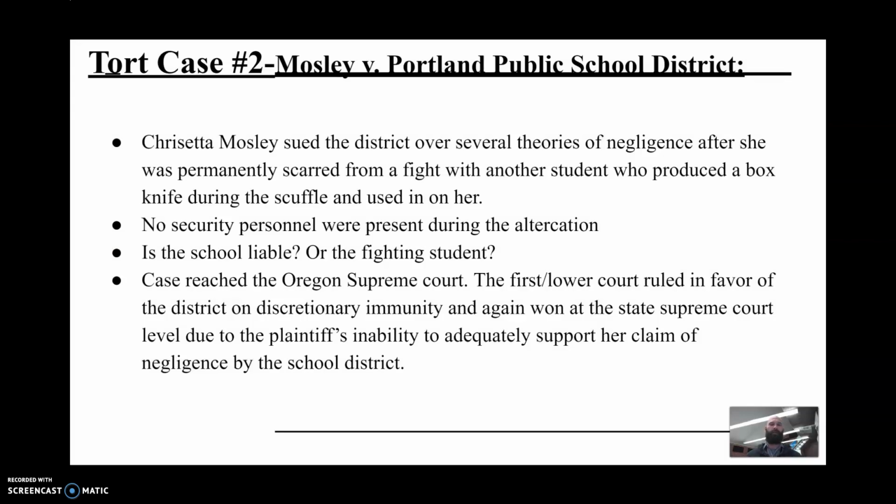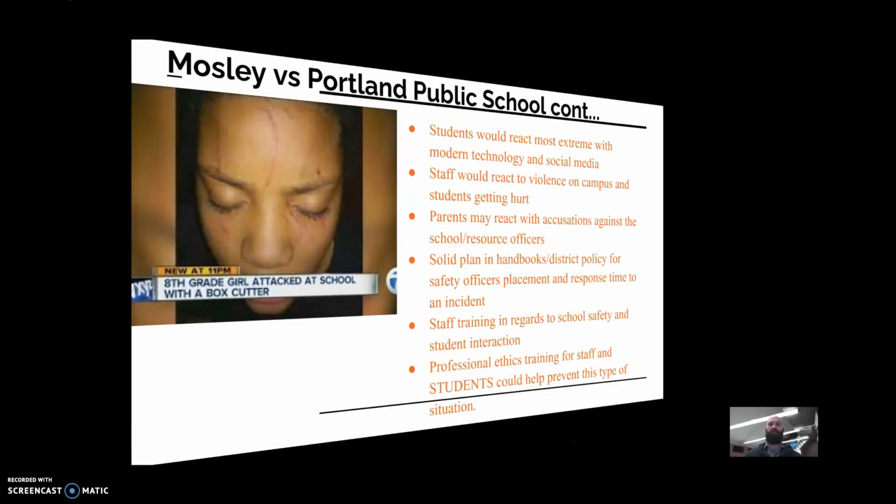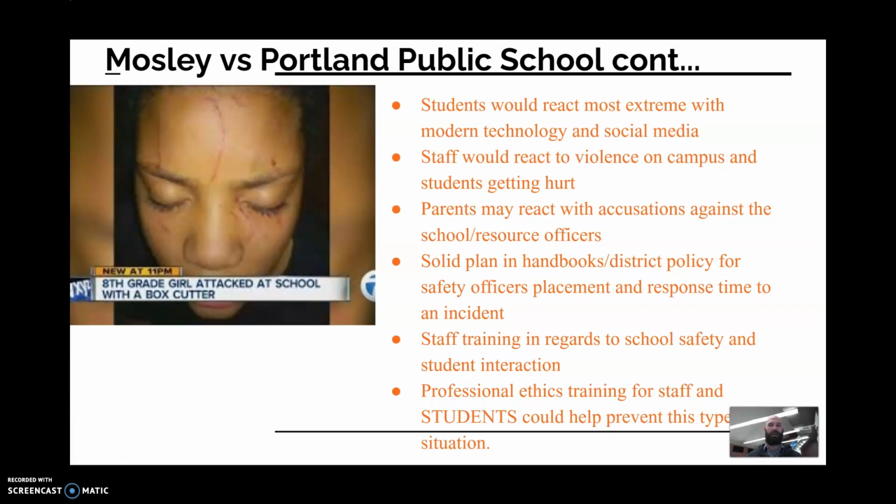The second case I looked at was Mosley versus Public School of Portland, and there was negligence alleged because she was scarred from a fight with another student who produced a box knife and cut her very badly, and security personnel were not around during the altercation and did not intervene in time. This was an extreme situation because of the use of technology ahead of time and social media. There was violence on campus, and the parents and staff have a right to be very, very concerned.